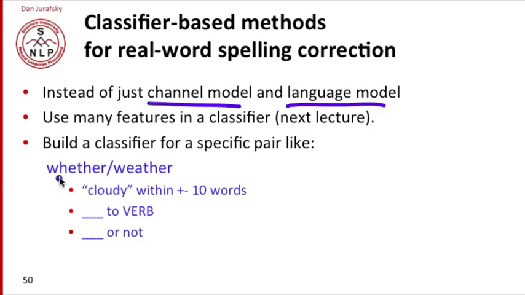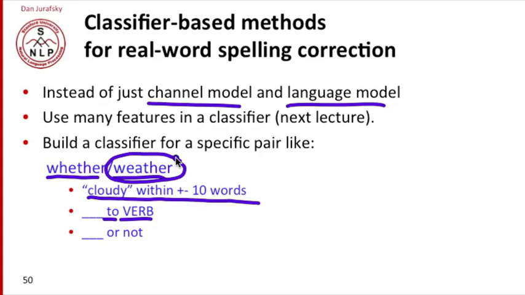And so, for example, if we had a specific pair like weather and whether, commonly confused real word confusions, we might look at features like, well, is the word cloudy in a window of plus or minus 10 words? Or am I followed by the word to and then some verb? So if the word cloudy is nearby me, I'm probably the word W-E-A-T-H-E-R. If I'm followed by to verb, I'm probably the word W-H-E-T-H-E-R. So whether to go, whether to say, whether to do is probably this whether. Similarly, if I'm followed by or not, then I'm probably this whether.